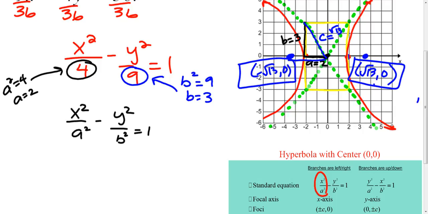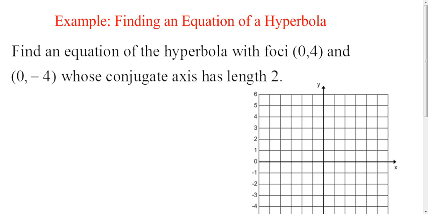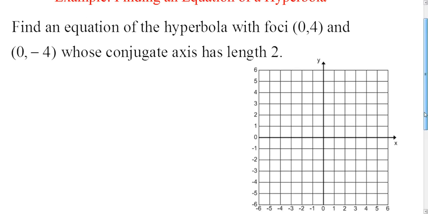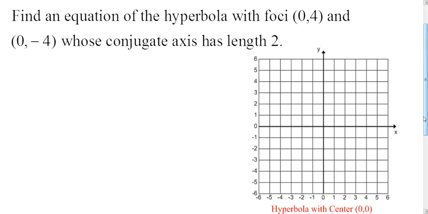All right, on to the next one. This time I'm giving you what your foci are, and I'm telling you the conjugate axis. Remember, the conjugate axis is the axis that does not have the foci on it. The transverse axis has the foci on it. The conjugate axis does not. All right, so I'm telling you that my foci are at 0, 4. I'm going to just label this focus at 0, 4 and 0, negative 4.